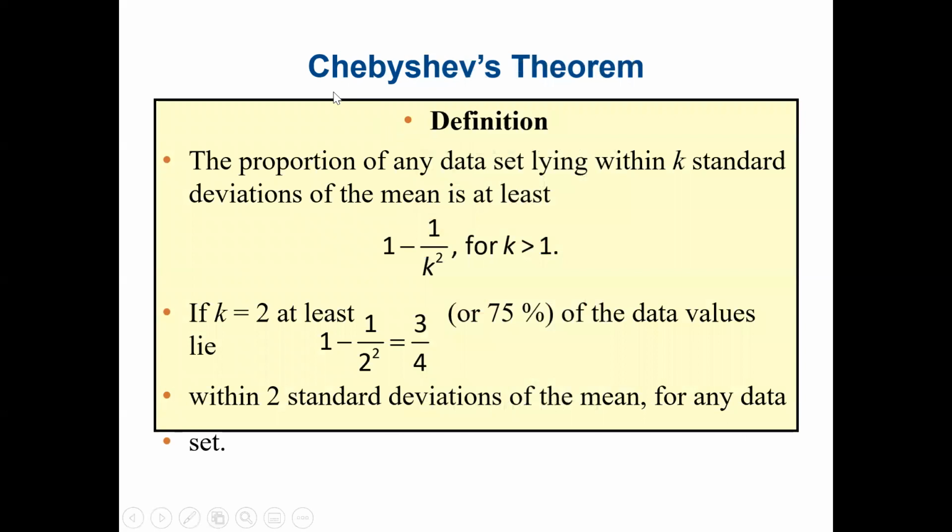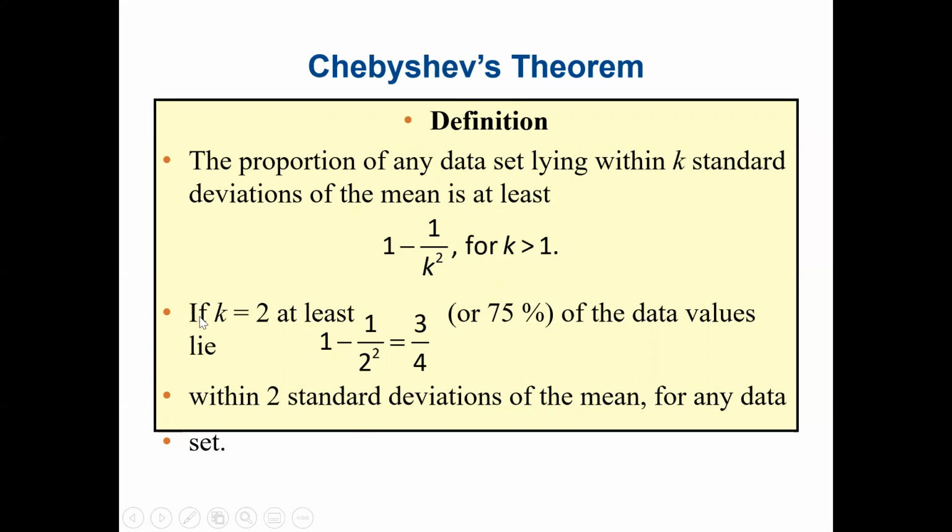So the last section is we're going to talk about Chebyshev's theorem. This is the theory, again, we use a lot to get the standard deviation together. So here we say the proportion of any data set lying within K standard deviations of the mean is at least the formula given here, 1 minus 1 over K squared. K should be greater than 1. The K is the number of standard deviations.